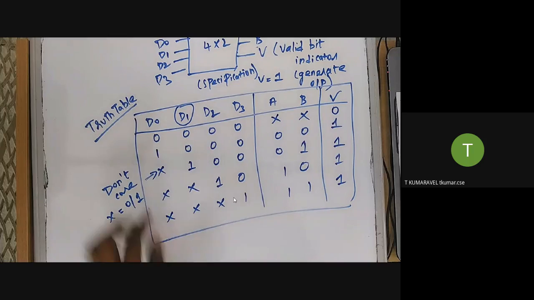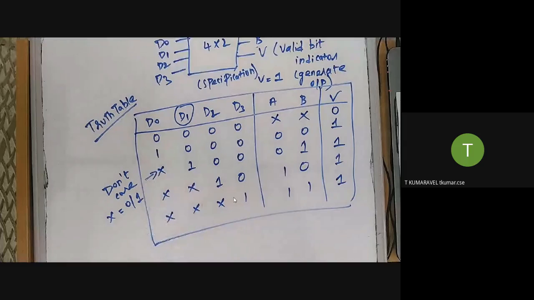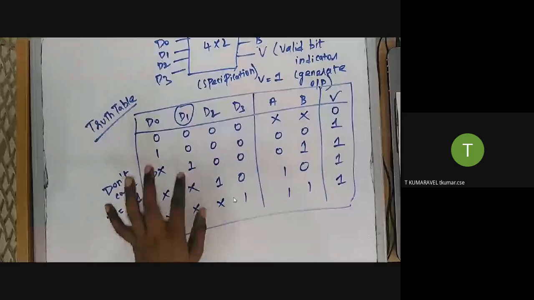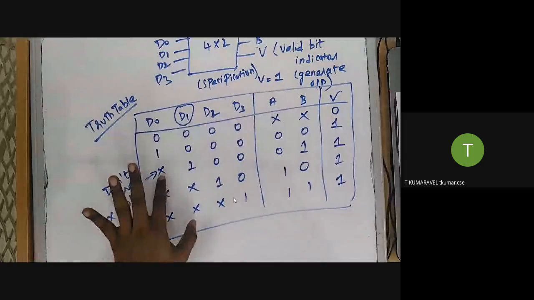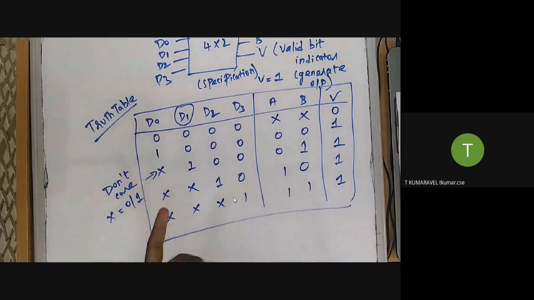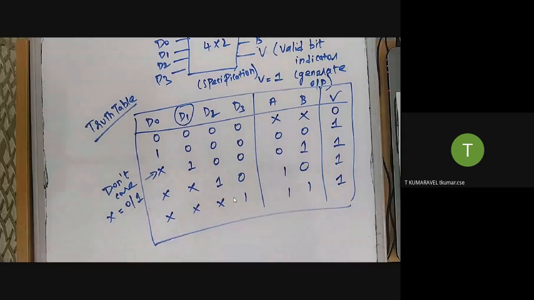Now compare 0 and 1. Which one has the highest priority? 1 is the highest priority. So while generating the output, I am going to consider D1 bit alone. That's why for the lower bits, whatever they may be, either 0 or 1, I don't bother about that. Similarly for 2 and 3. Is it okay for you?